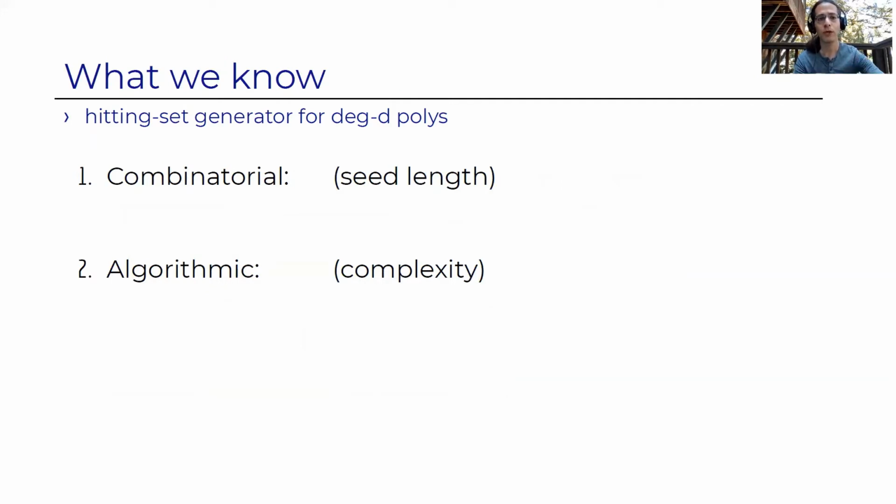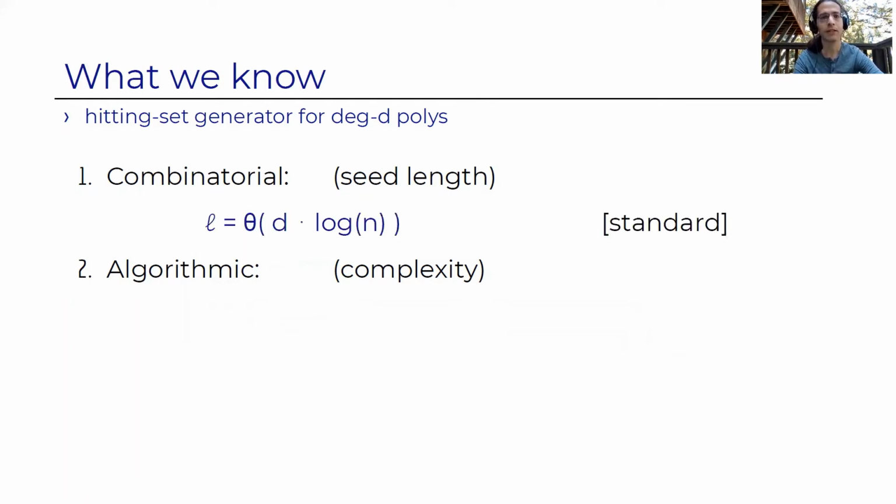There are two questions regarding this classical problem. The first is combinatorial. What is the best seed length that we can get? Or alternatively, equivalently, what is the smallest hitting set that we can get? And the second one is algorithmic, in terms of computational complexity. Can we construct efficient hitting set generators with small seed? And the answer to the first question is easy.